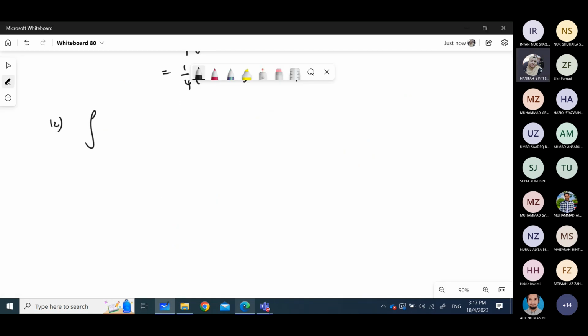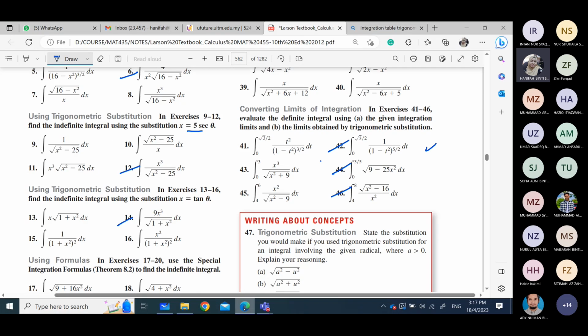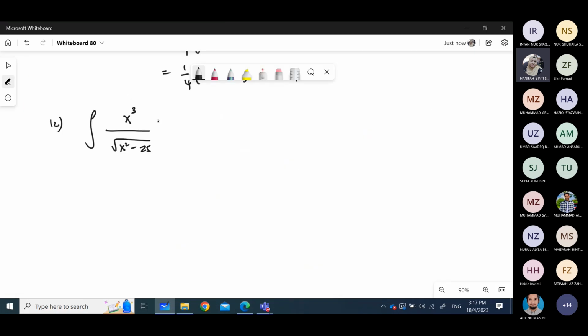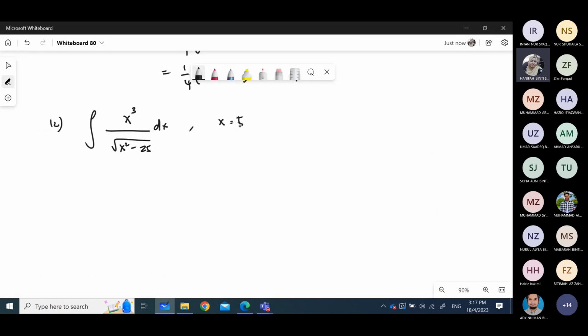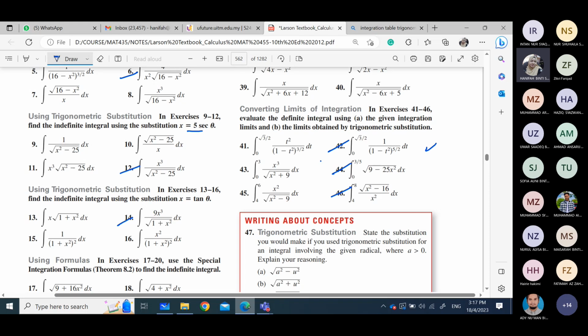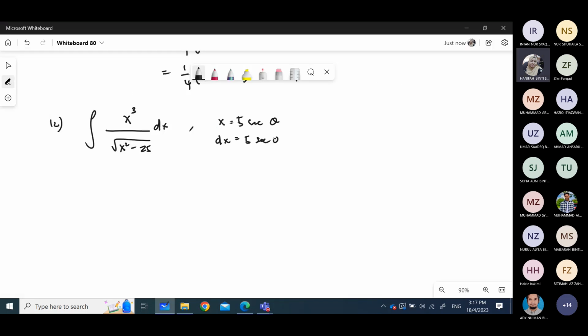So we have integral x to the power of 3 over square root x squared minus 25 dx. Okay, the substitute here is 5 secant theta. So x equals to 5 secant theta. Okay, so differentiate, then bila you differentiate akan dapat dx equals to 5 secant theta tangent theta d theta.